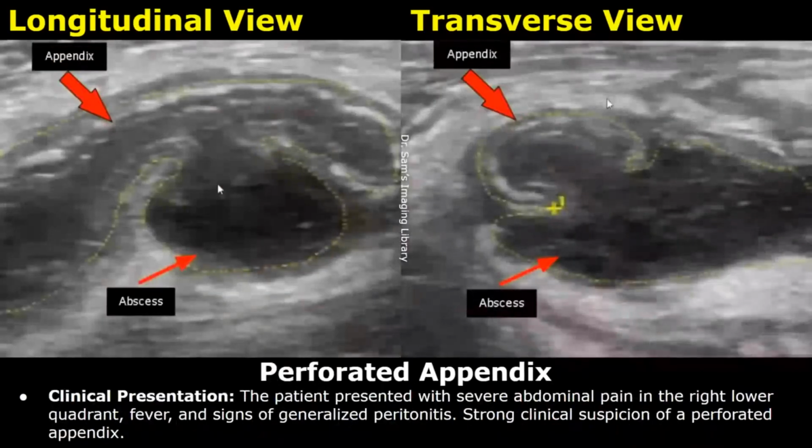Here is a case of perforated appendix. This is the clinical presentation. There was severe abdominal pain in the right lower quadrant, fever, and signs of generalized peritonitis. There was strong clinical suspicion of a perforated appendix.